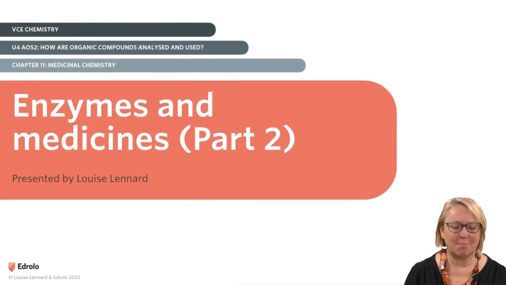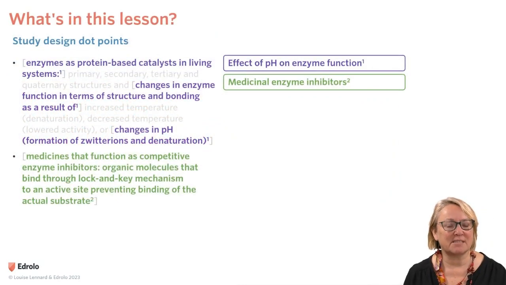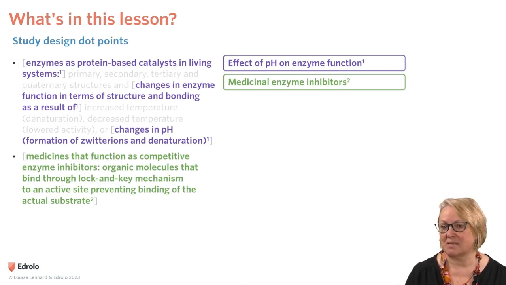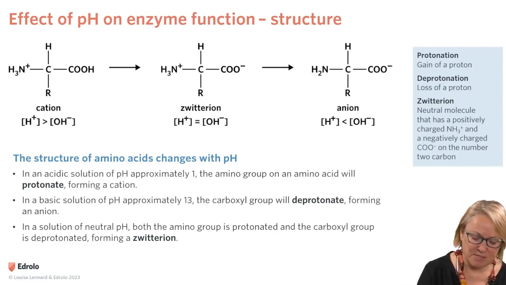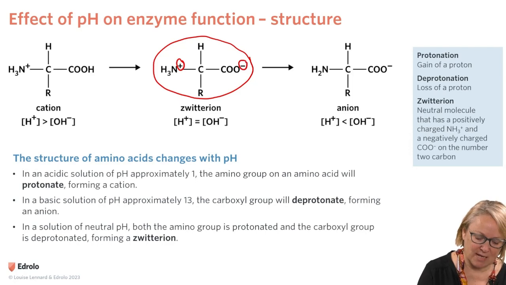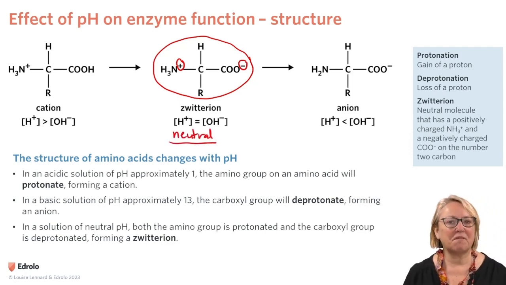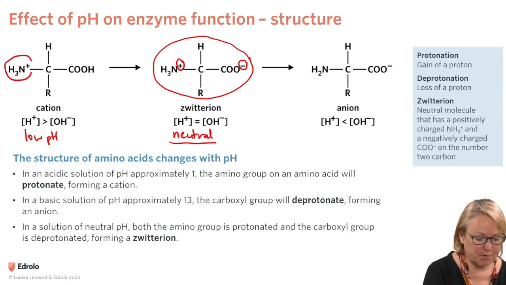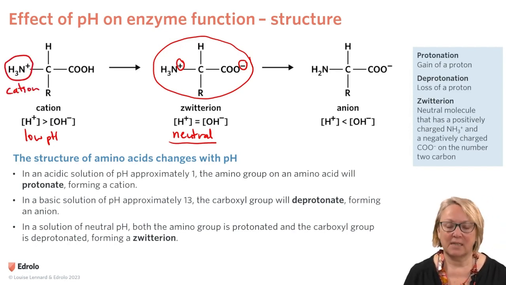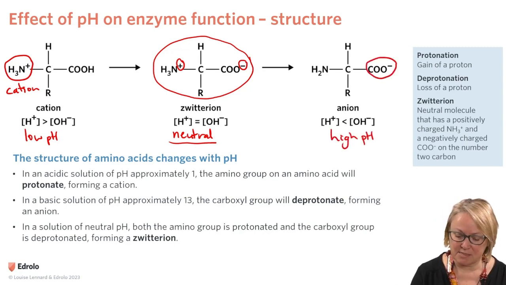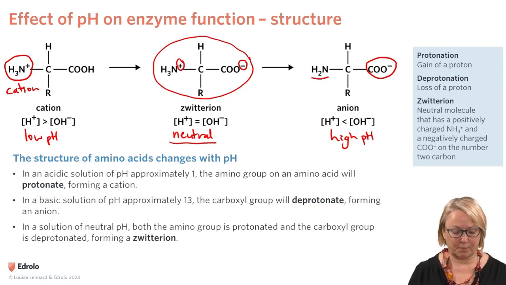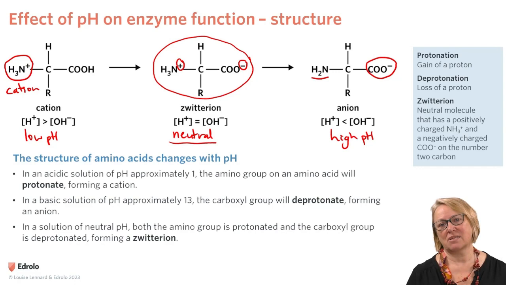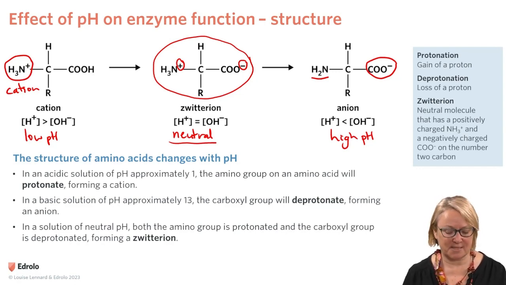So here we're looking at Enzymes and Medicines Part 2. In this lesson, we look at the effect of pH on enzyme function and medicinal enzyme inhibitors as well. So back to where we started in this lesson. We've got our zwitterion here. It's got a positive and a negative charge. Overall, it's neutral. But we see that the effect of pH on a system that contains amino acids or proteins is very important, because at low pH, we have a protonated cation form of an amino acid, and at very high pH, we have a deprotonated carboxyl group and a regular amino group. So amino acids change their structure with pH, and that's going to have a big impact on the peptides, polypeptides, proteins that they're part of.